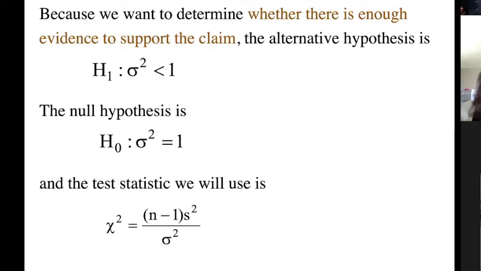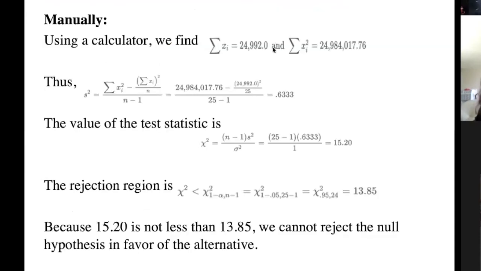And our test statistic, the formula that we use, is obviously this one here: chi-squared equals n minus 1 times s squared divided by sigma squared. The 25 bottles had a total of 24,992 cubic centimeters. We can use the formulas that we learned in, I don't know, chapter 3 or something like that to calculate the average variance. And the variance in our sample is 0.633333. So it is less than 1 cubic centimeter. So that is good.